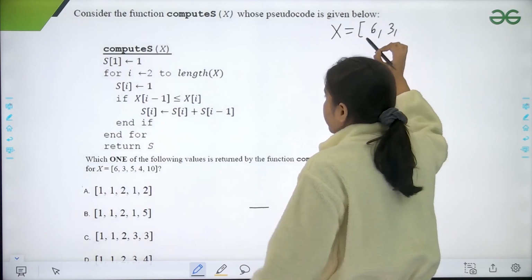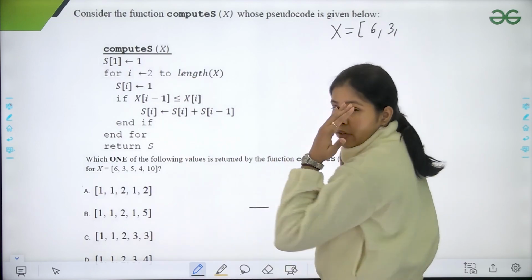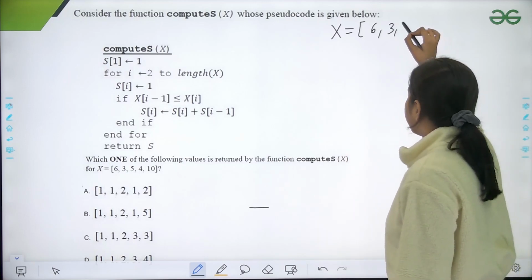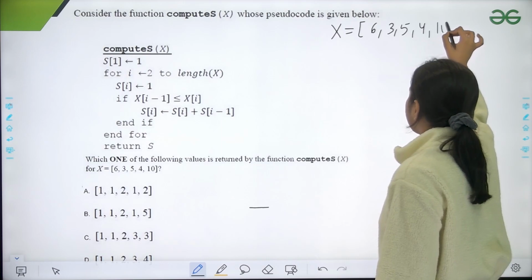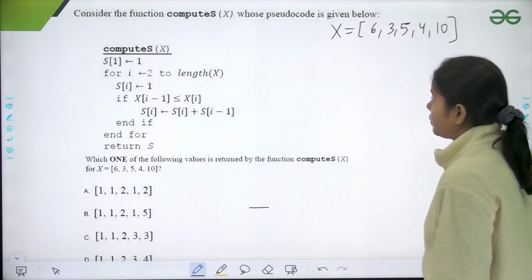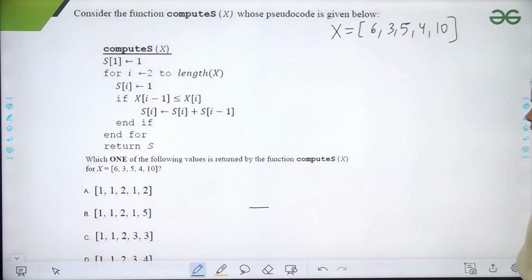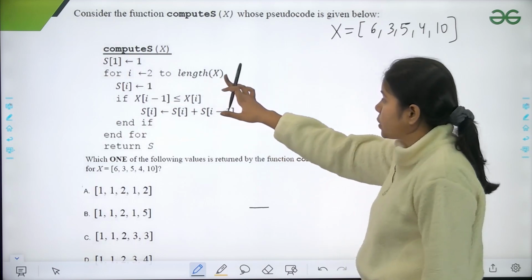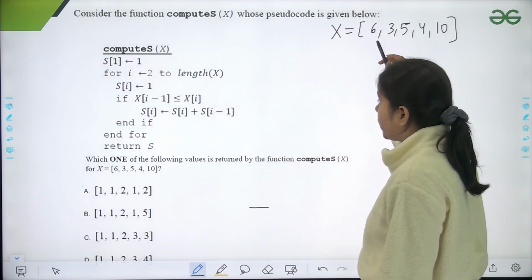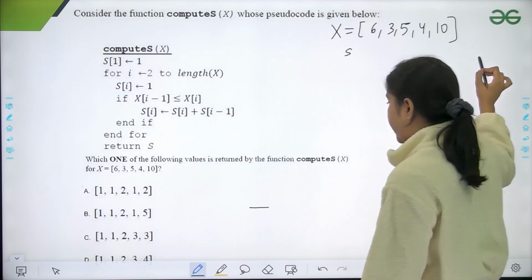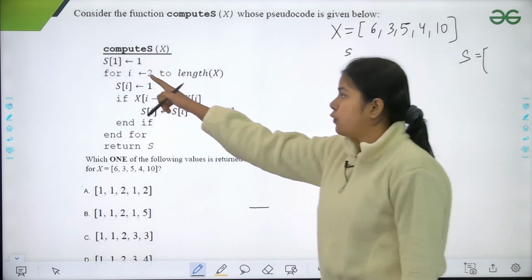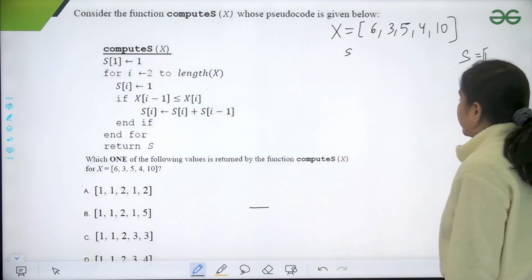Here you can see that indexing is done from 1 onwards, it does not start from 0. So X is 6, 3, 4, 5, 10, and this is the array or list given to me. I have to find S of X. First of all, S of 1 is 1, so let's put 1 at position 1.